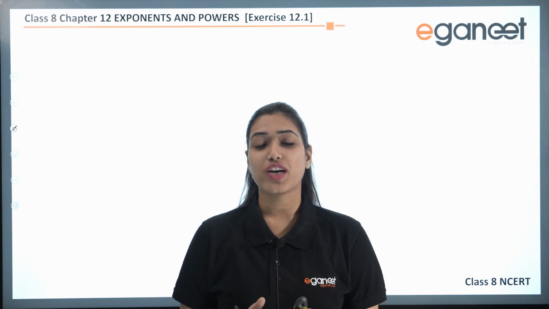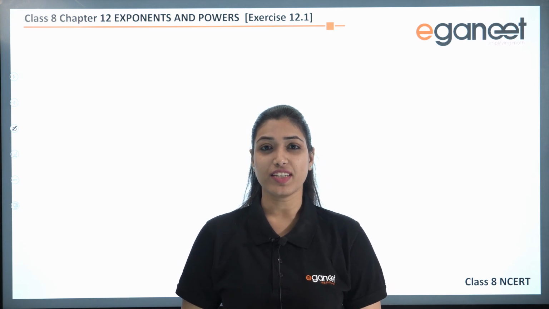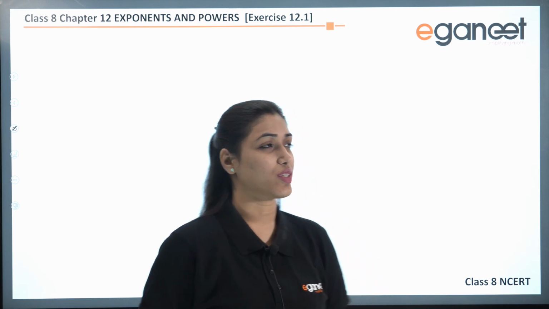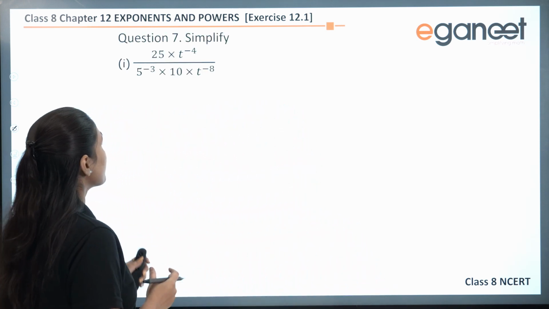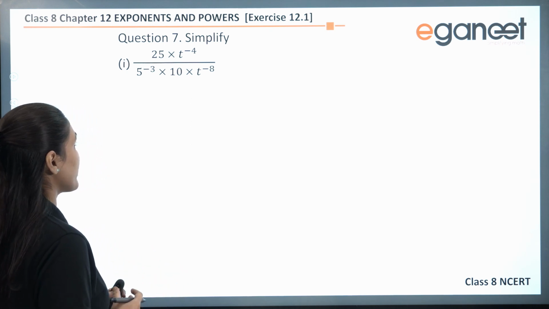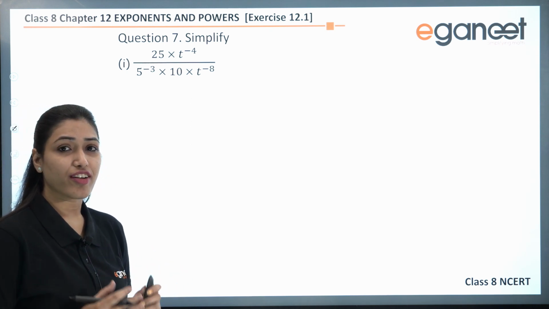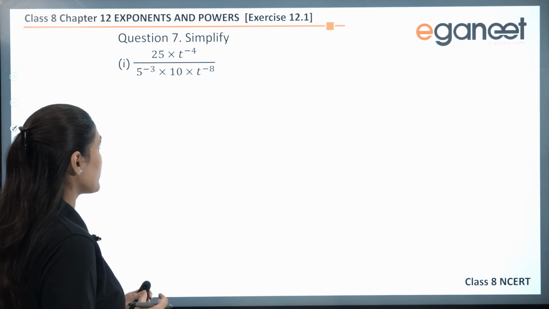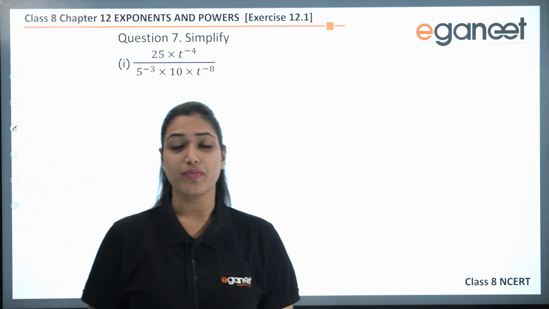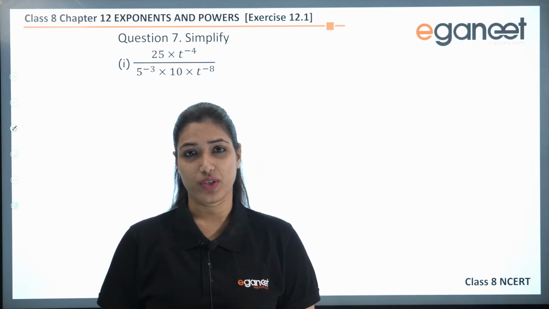In today's video, we are going to solve question number 7 of exercise 12.1 class 8. Let us see the question. It is to simplify the expression 25 into t to the power minus 4 divided by 5 to the power minus 3 into 10 into t to the power minus 8. Now we have to solve this problem using the laws of exponents.